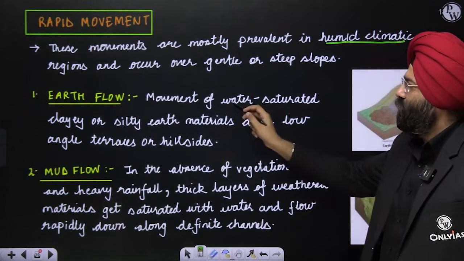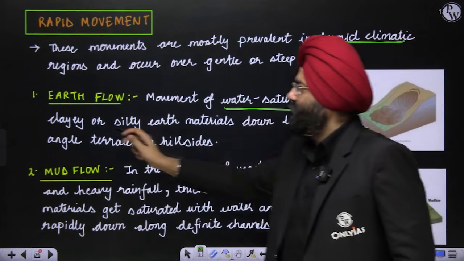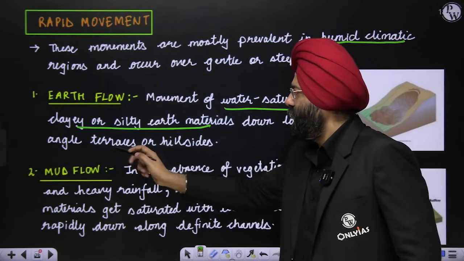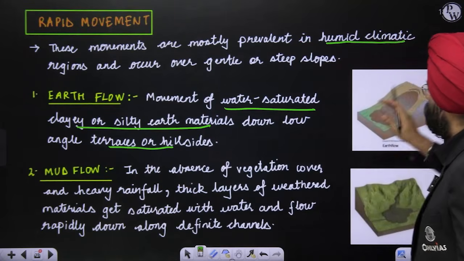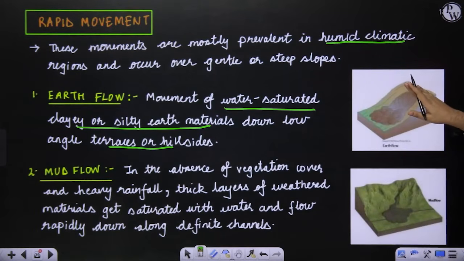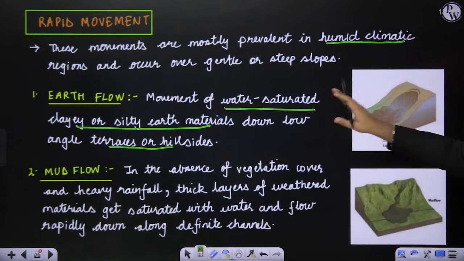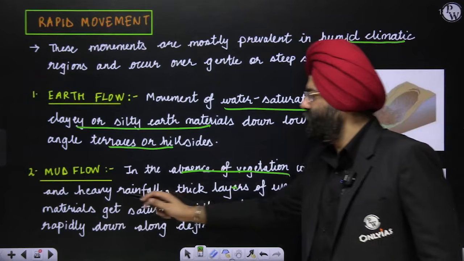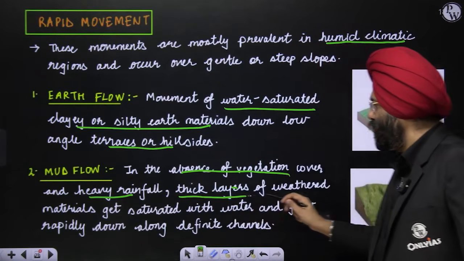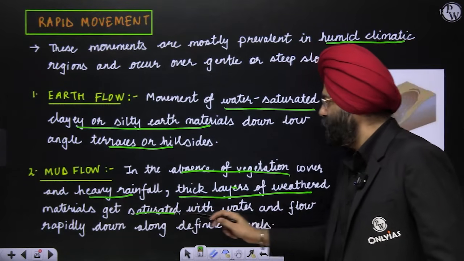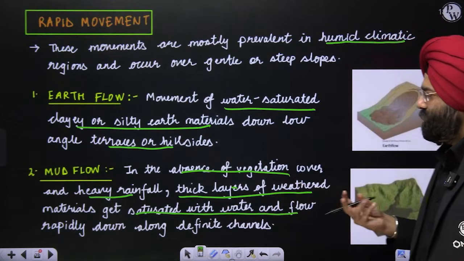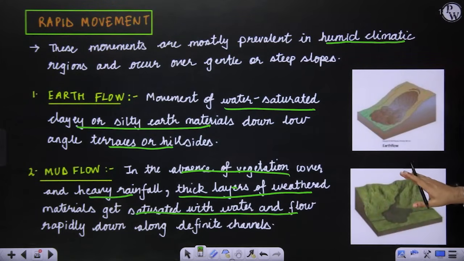Earth flow, the movement of water saturated clayey or silty earth material down the terrace or hillside, is known as earth flow. If you see here, water saturated clay and silty soil moving down the slope is basically known as earth flow. What is mud flow? With absence of vegetation and heavy rainfall, thick layers of weathered material get saturated with water and flow rapidly. Now, because mud will have a large amount of weathered material also, this is basically moving down the slope.